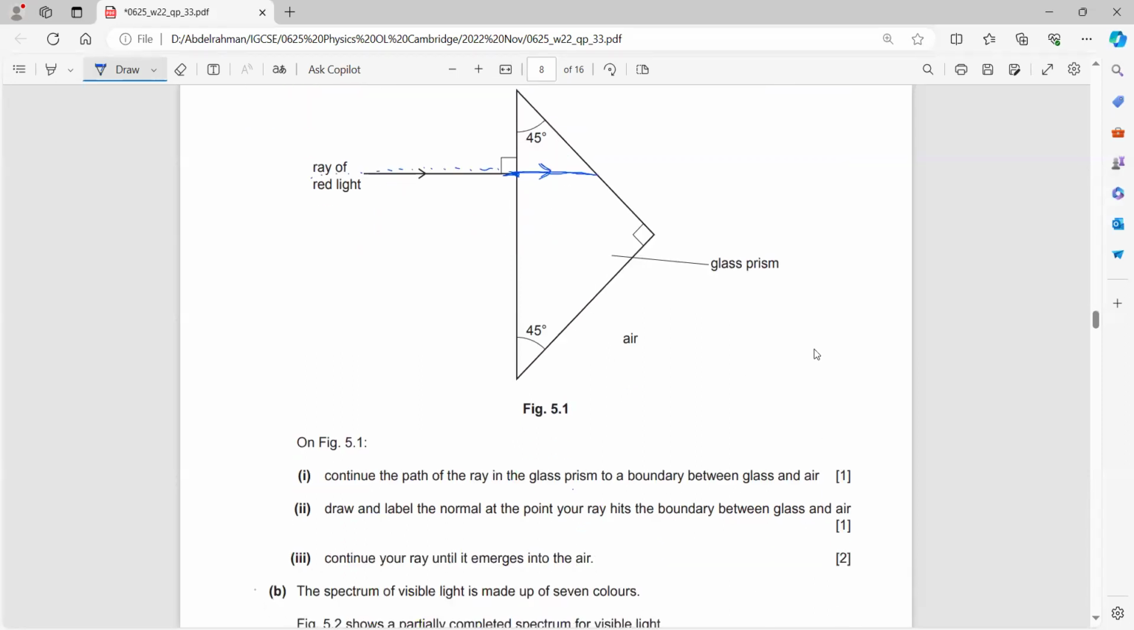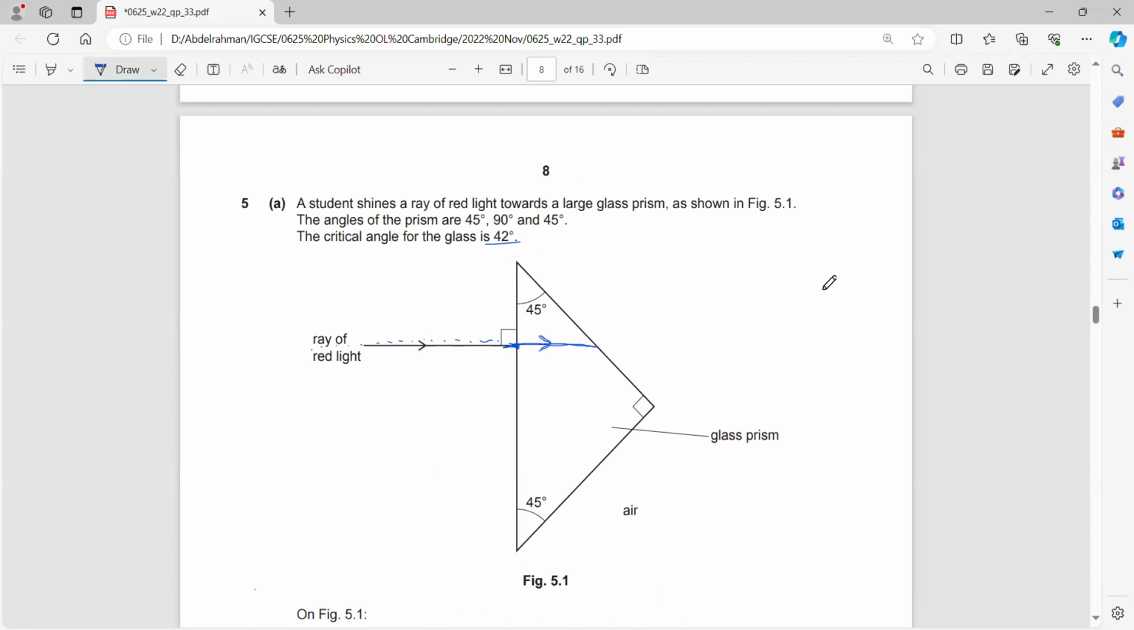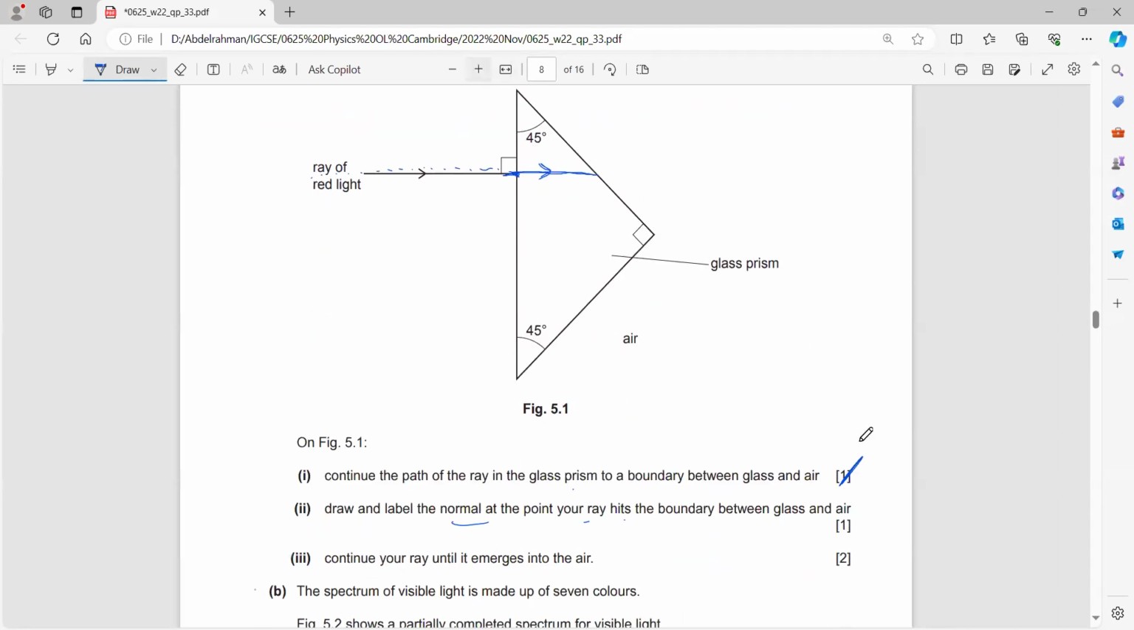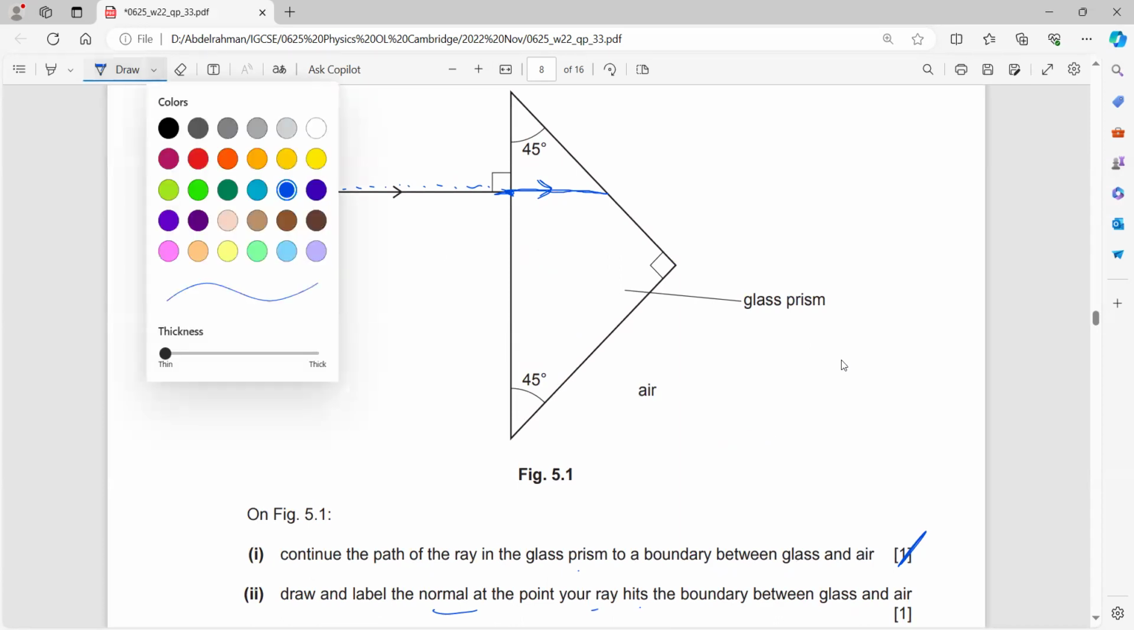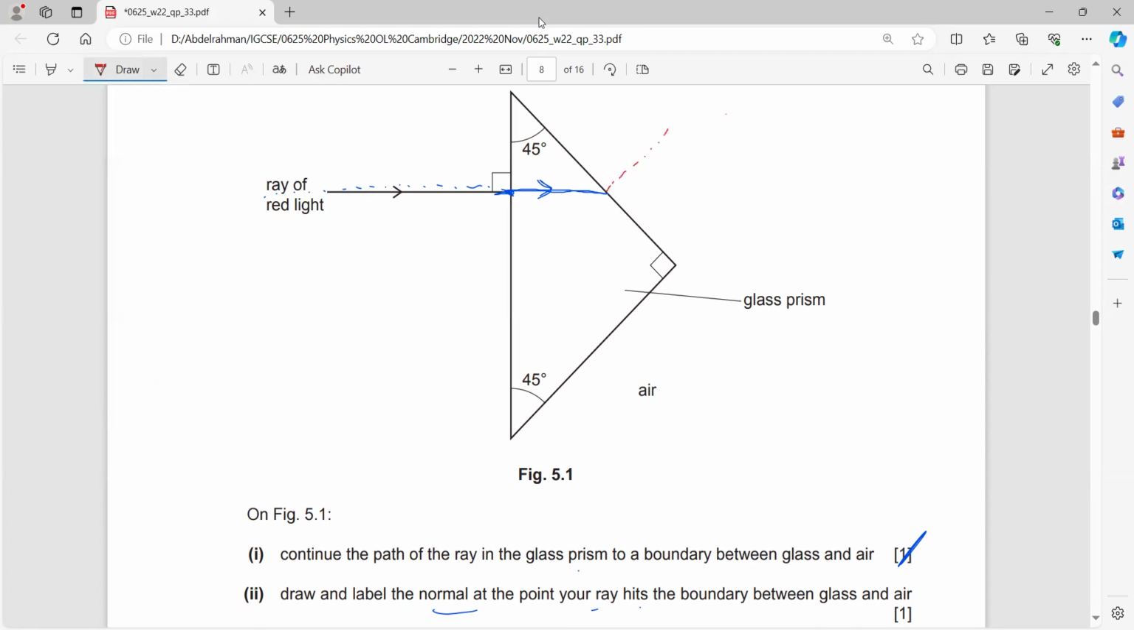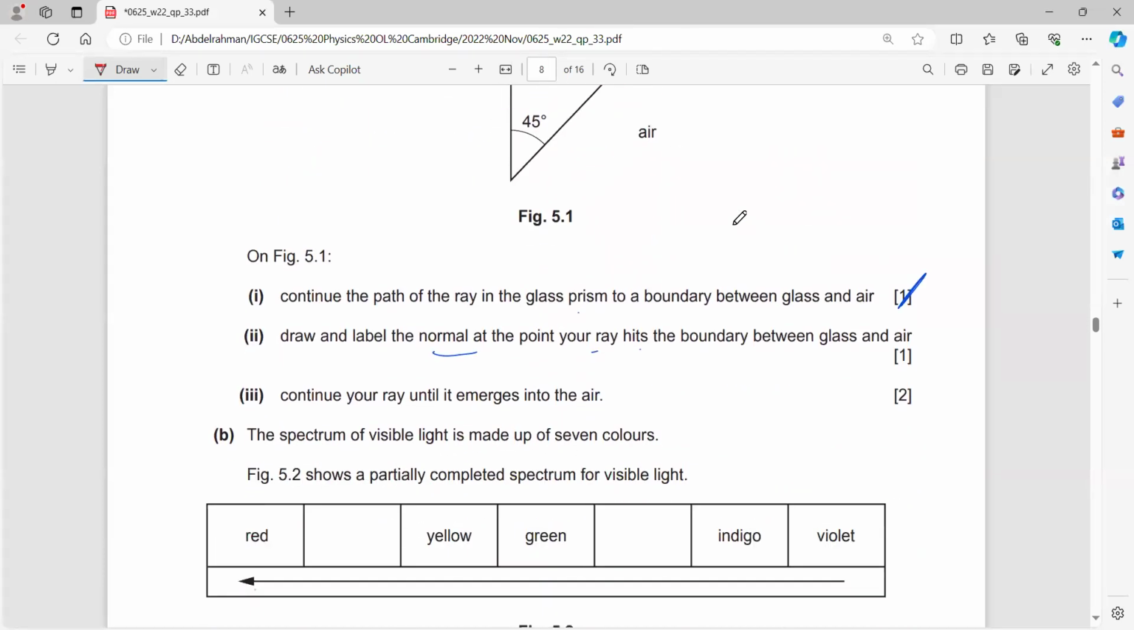Draw and label the normal at the point at which it meets this boundary. How will I draw the normal here? Perpendicular to the barrier. At this point I need to draw a normal. Let's choose another color. To draw the normal, it has to be perpendicular. You have to draw it accurately. I'm not drawing accurately, but you have to draw it quite accurately. This is the normal.